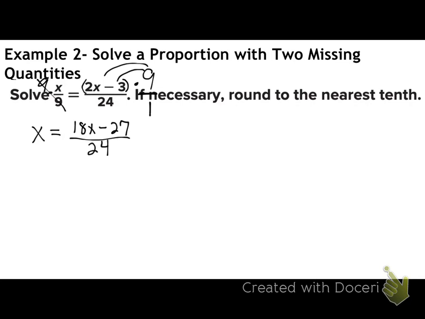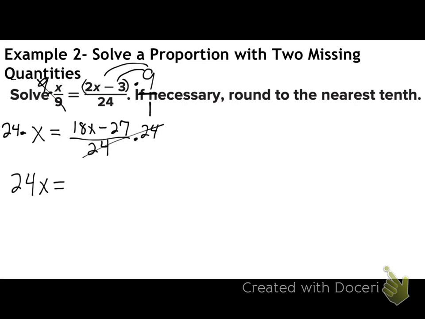So I got rid of one of my denominators, right? How would I get rid of the other denominator? Times 24. This whole side, 18x minus 27, is being divided by 24. Inverse of division is multiplication. So if I multiply by 24 to cancel out, whatever I do to one side, I've got to do to the other as well. What's 24 times x?